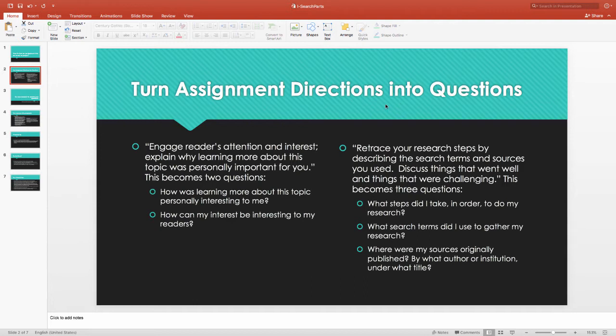So for example, in your I-Search, you've got the direction to engage readers' attention and interest. Explain why learning more about this topic was personally important for you. This becomes two questions. One, how was learning about this topic personally interesting to me? So write that up at the top of a clean page or a computer screen and start writing out your answer. Second question, how can my interest be interesting to my readers?